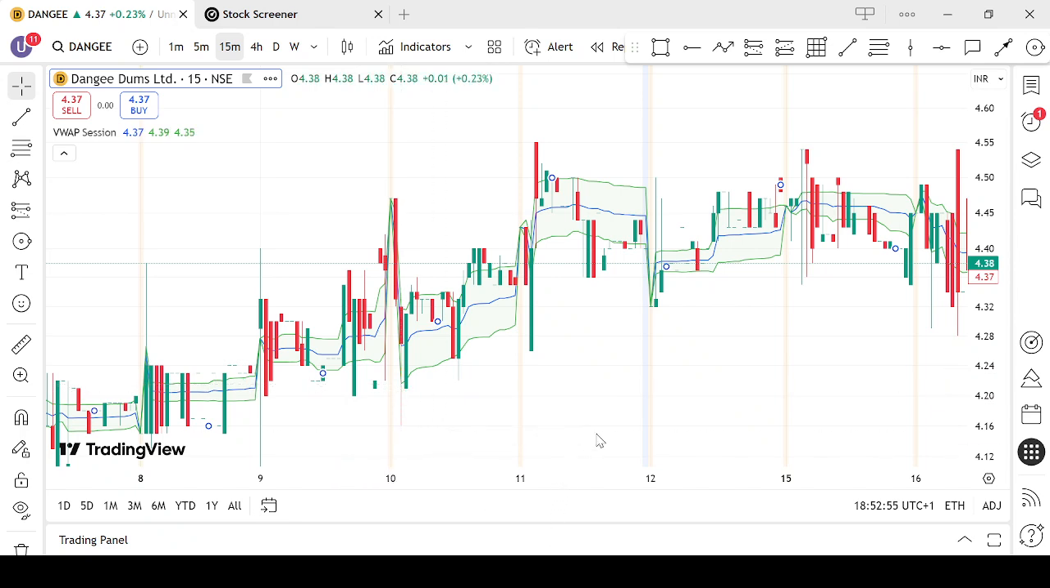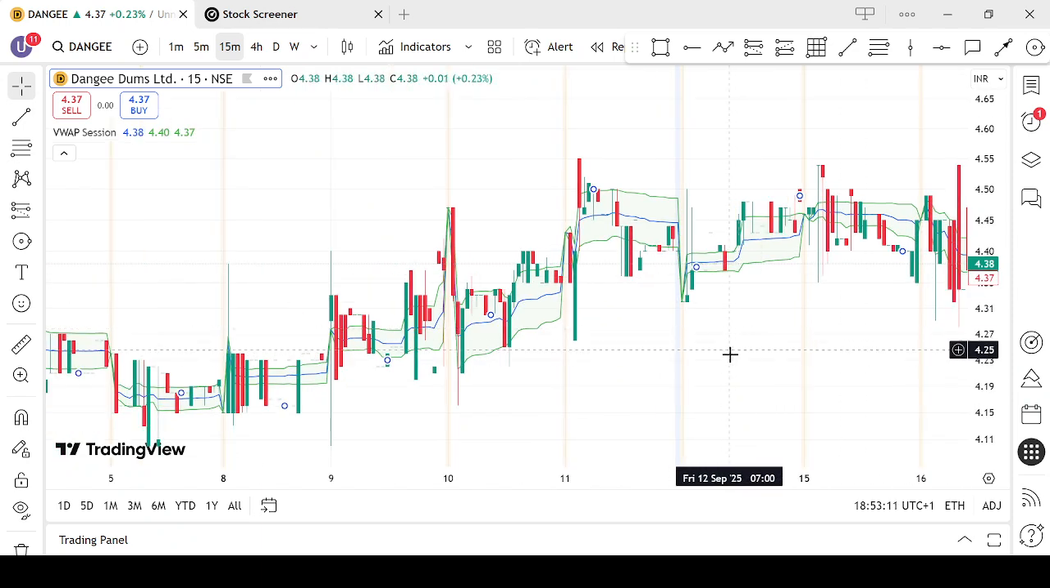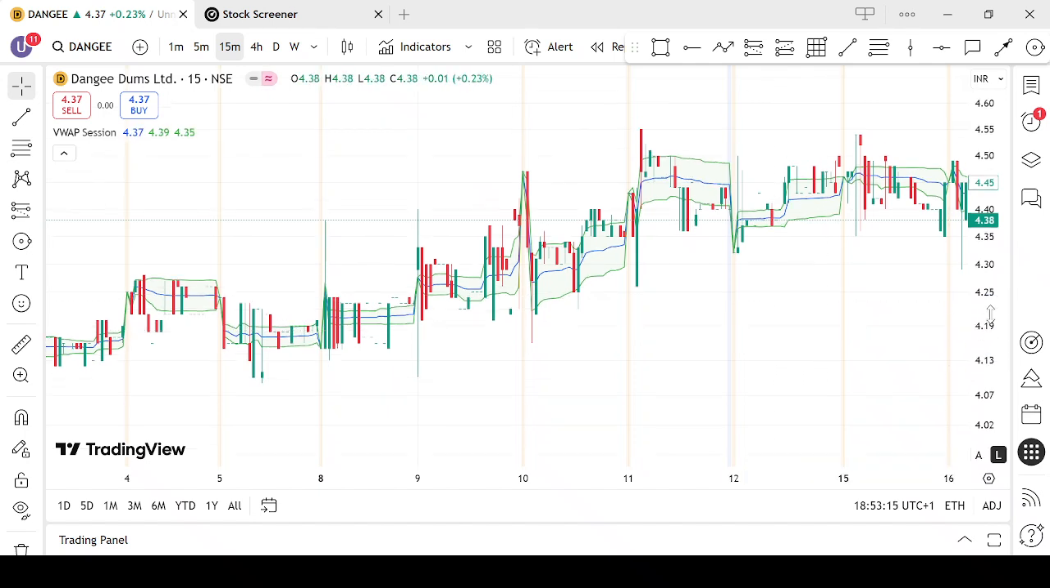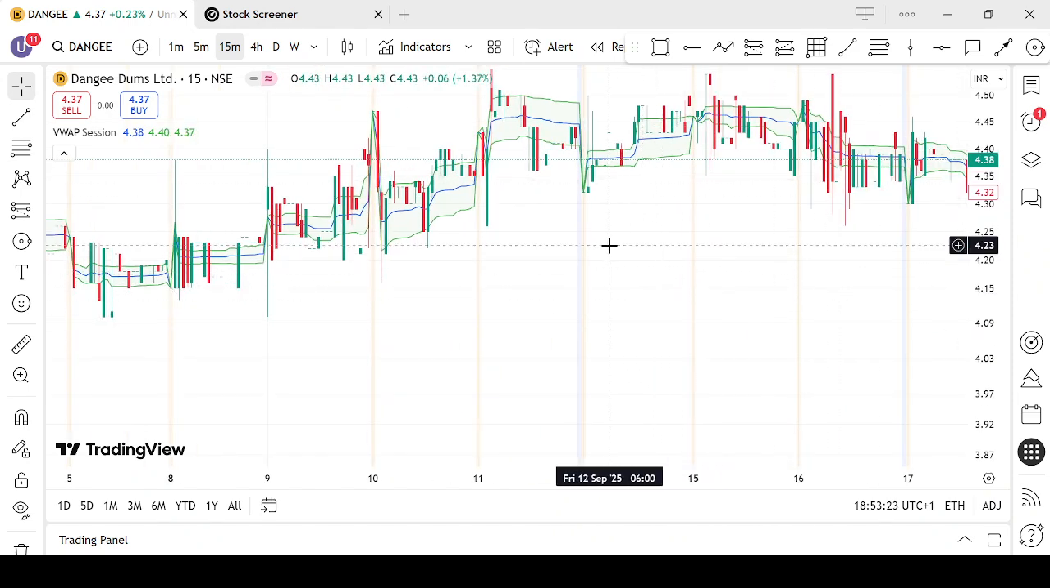Now the fourth step would be to manage our position size and risk. You have to always limit the amount of capital you risk per trade. A standard rule is to risk no more than 1% of your trading capital on any single trade. So you will have to calculate your position size based on this risk, using the difference between your entry price and your stop loss level.